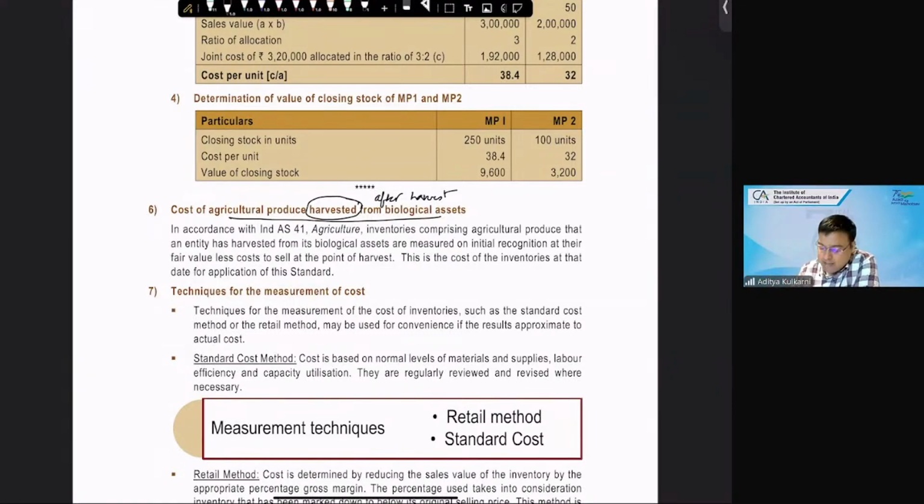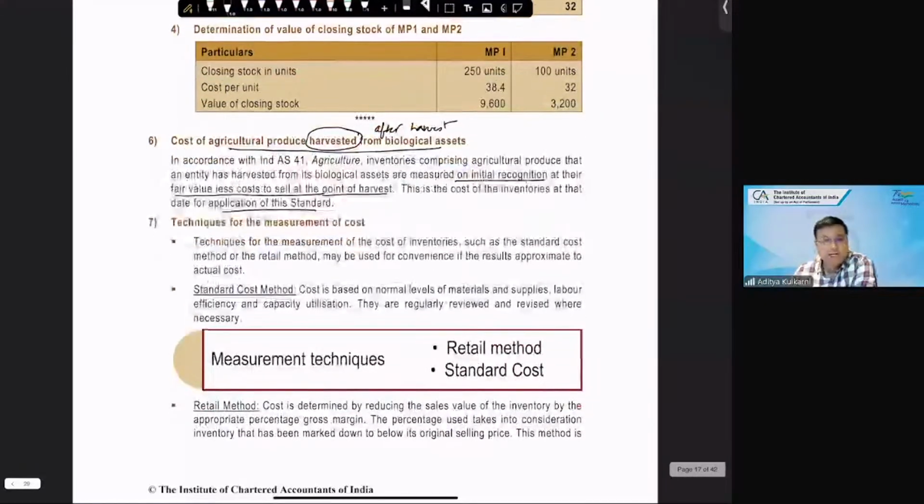I have given a small write-up on it. Inventories comprising agricultural produce that an entity has harvested are measured on initial recognition at fair value less cost to sell at the point of harvest. At the point of harvest, what is the fair value less cost to sell? That becomes your cost for the purpose. This is the cost for application of this standard. The fair value less cost to sell, you find out as per Ind AS 41. That becomes the cost for the application of Ind AS 2. So that is your cost of agricultural produce.